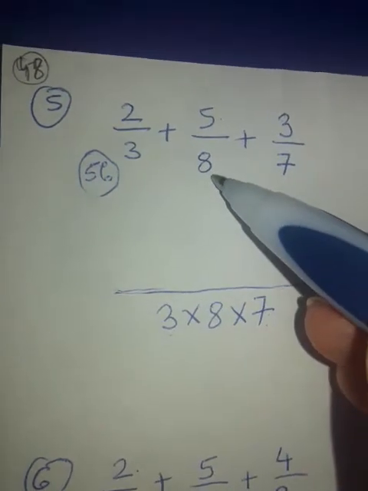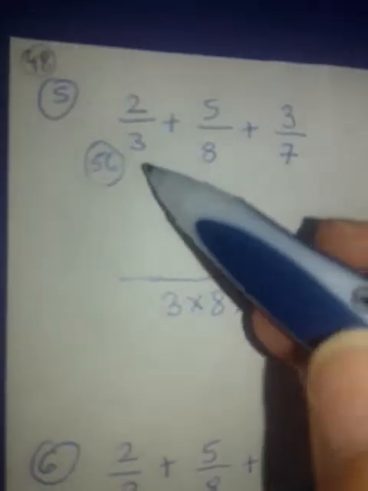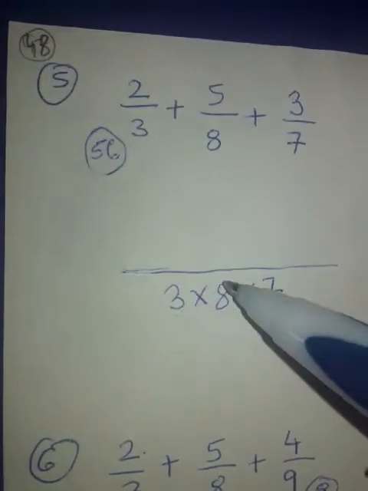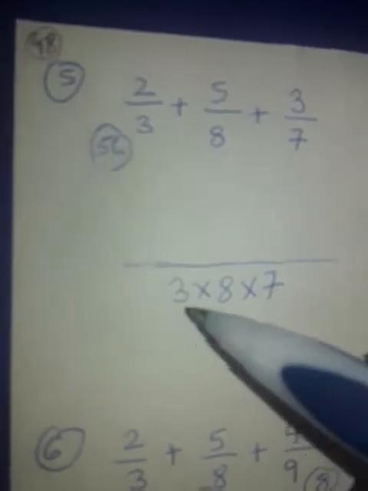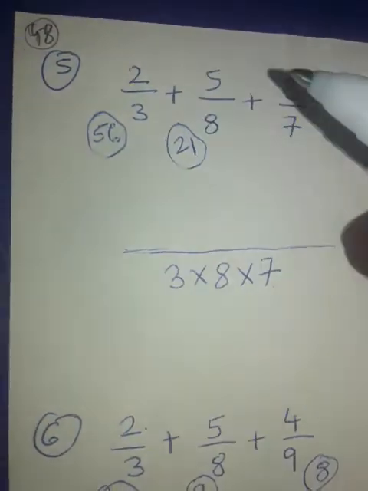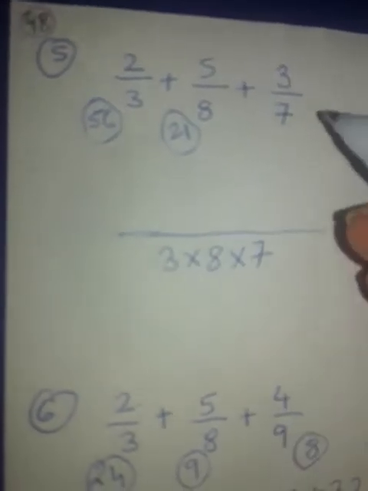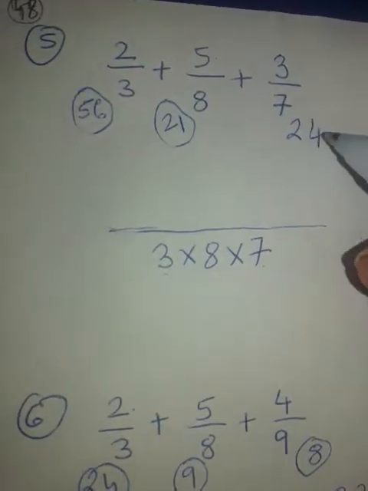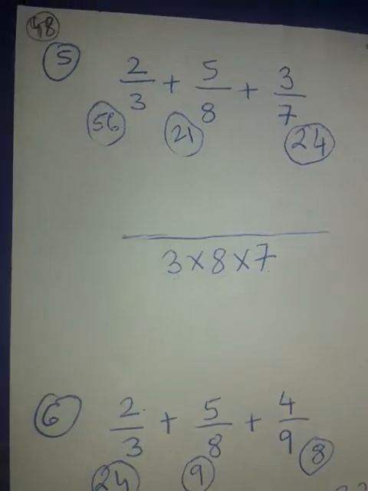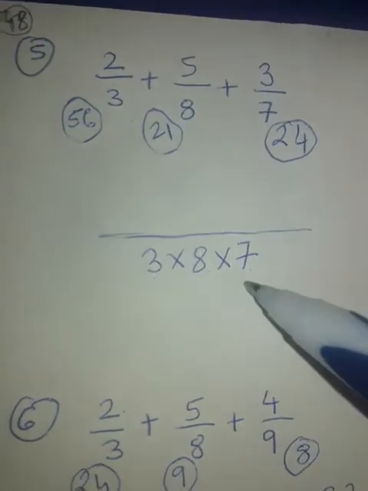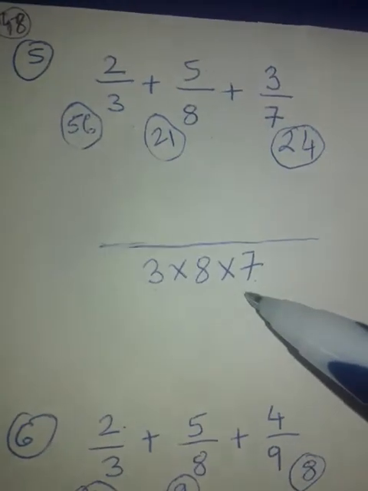For 8, the remaining two numbers' product will be the relation between this and this. See 8, when I remove it, 7 3s are 21. So that means this multiplied by 21. For 7, 8 3s are 24. So 7 multiplied by 24. That is the relation between 3 and this number, 8 and this number, 7 and this number.